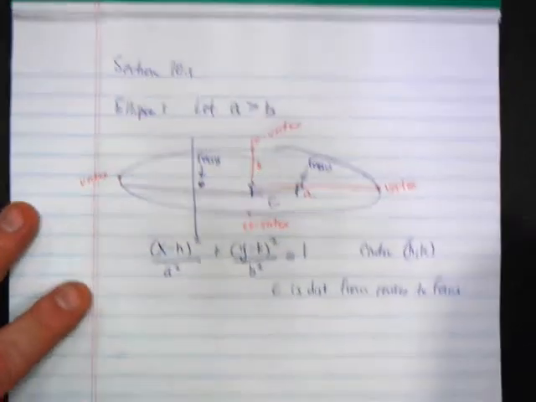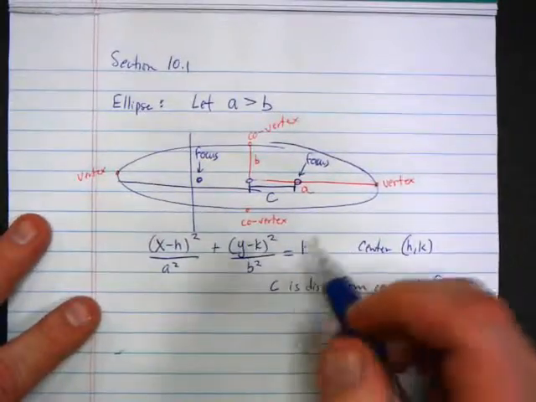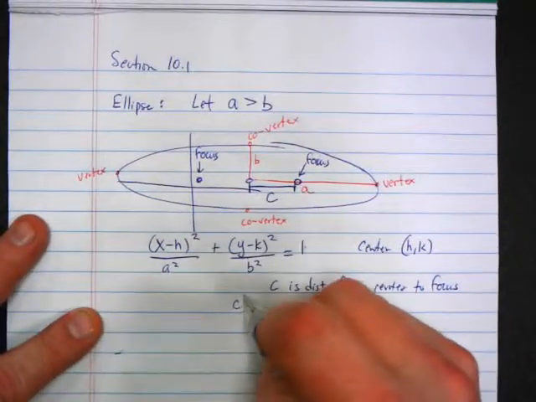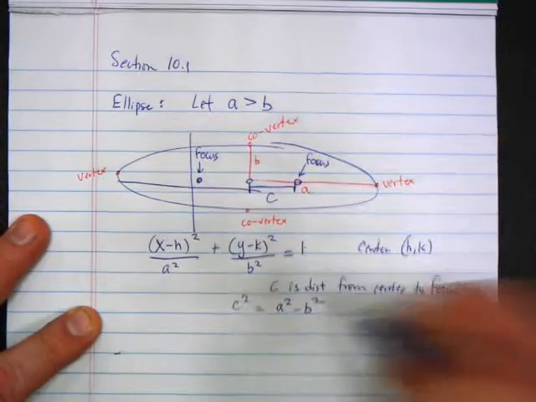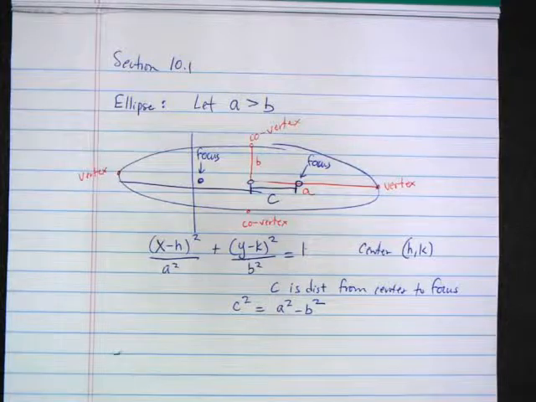And it turns out there's a nice relationship between all these letters. C squared turns out to be a squared minus b squared. Almost looks like a famous theorem. Almost looks like Pythagorean, except it's got a minus instead of a plus.